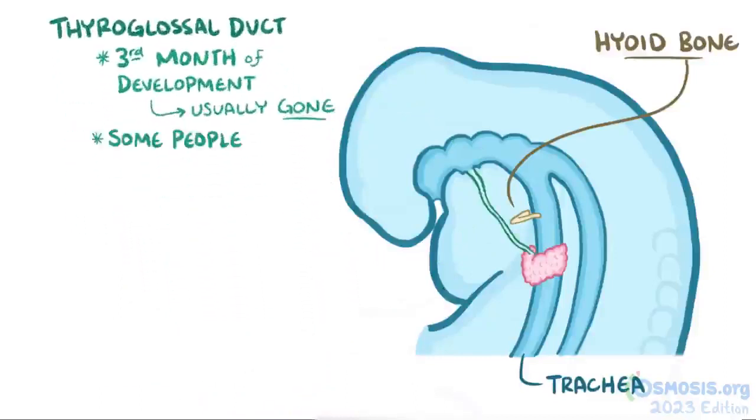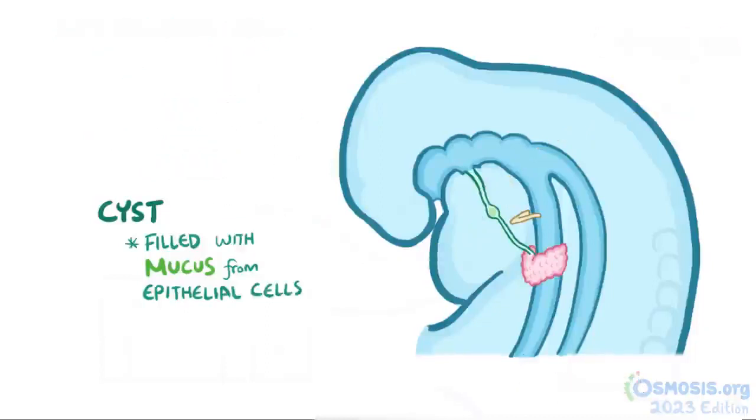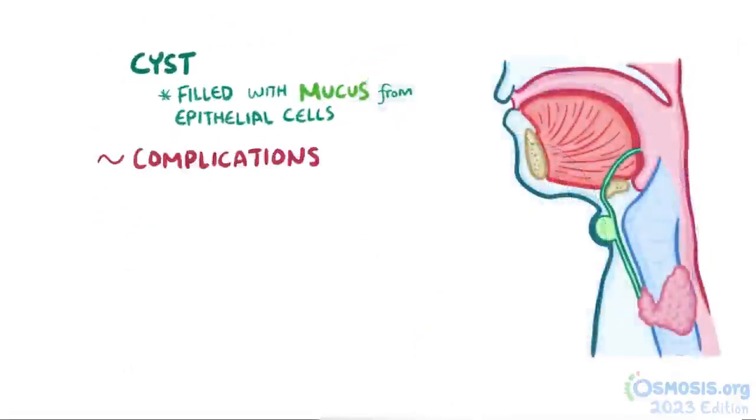In some people, though, the thyroglossal duct doesn't close completely, and instead parts of it widen to form pockets, or cysts. The cysts get filled with the mucus secreted by the epithelial cells in its walls. These mucus-filled thyroglossal duct cysts stick around as the fetus develops, and then they can cause a few problems.